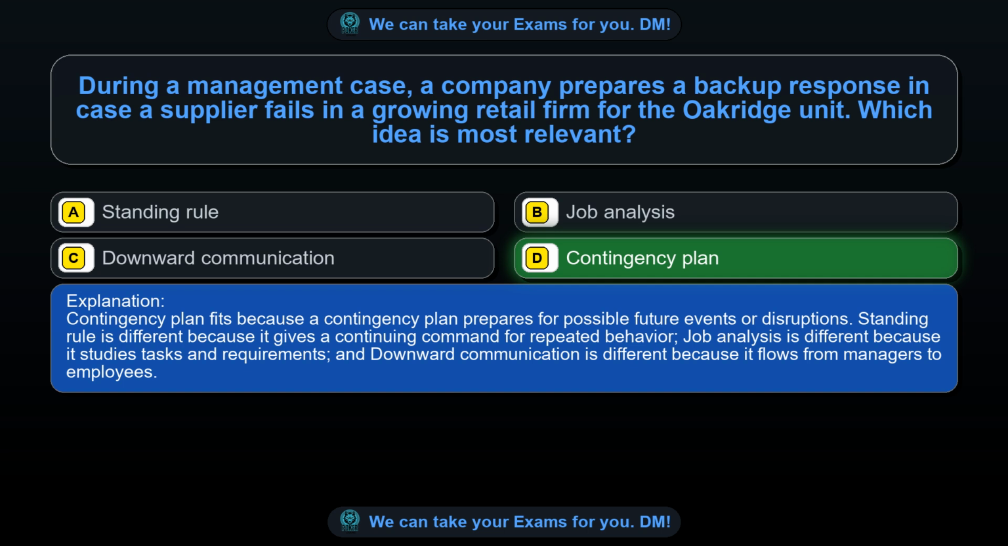Contingency plan fits because a contingency plan prepares for possible future events or disruptions. Standing role is different because it gives a continuing command for repeated behavior.